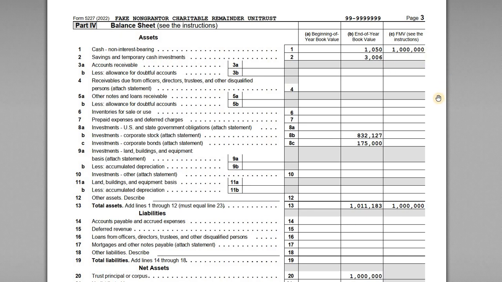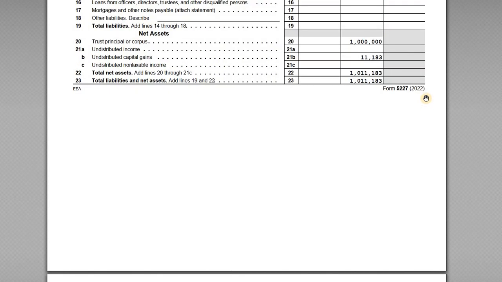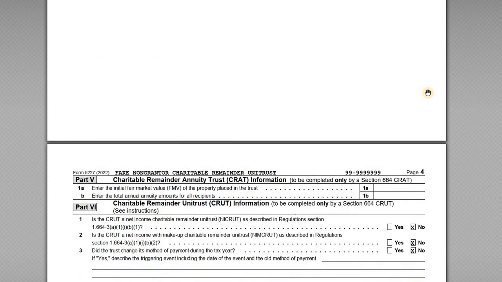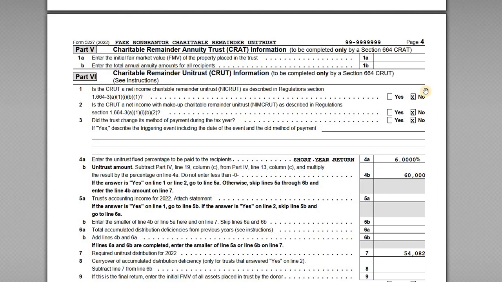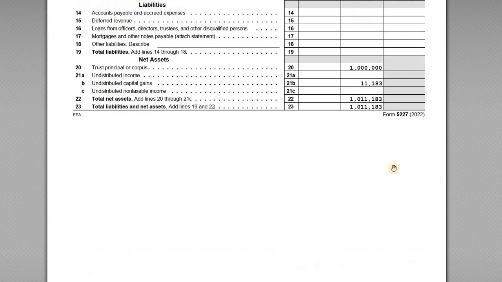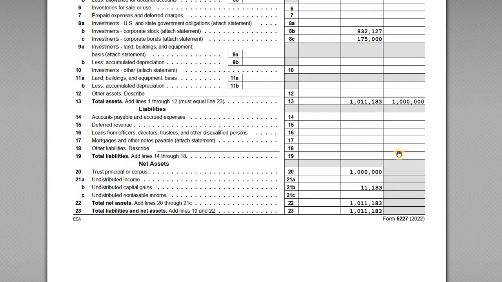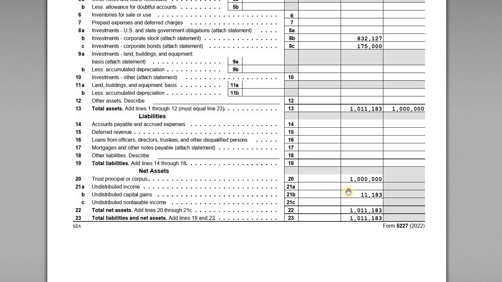And so this amount, you'll see that this will reconcile with a later part in the calculation where we go down to part 6 and we actually compute the CRUT Unitrust payment amount that's going to be made to the income beneficiary. But before we jump down to part 6, in the net assets section, just want to touch on this.